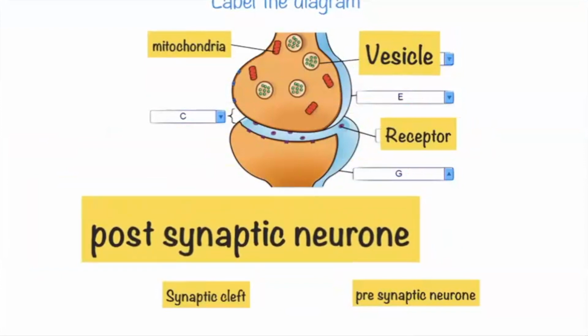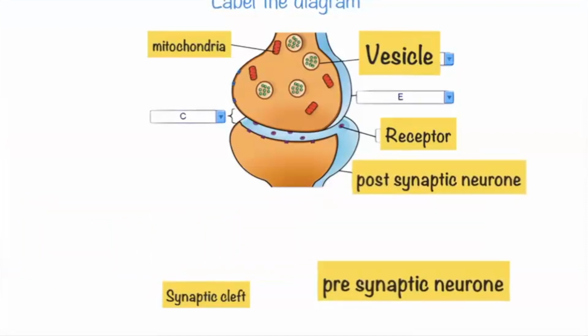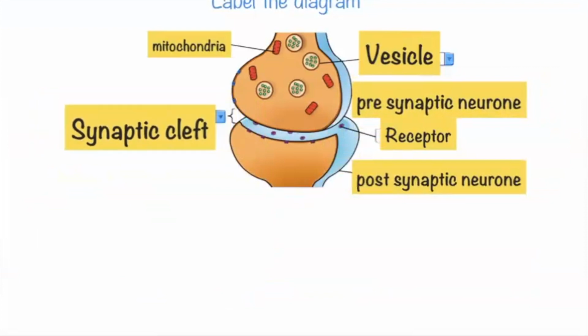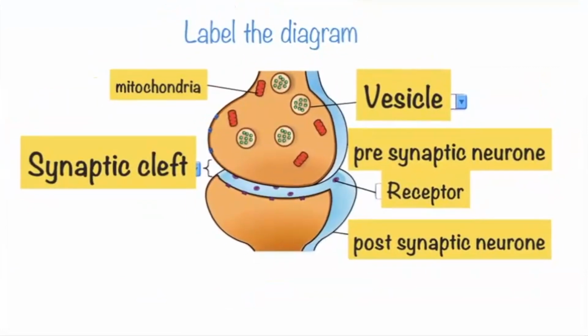Postsynaptic is always the neuron that comes after the synapse. So that would be what? That would be letter G, and the presynaptic is E. Finally, the gap here is known as the synaptic gap, right? Is it clear?